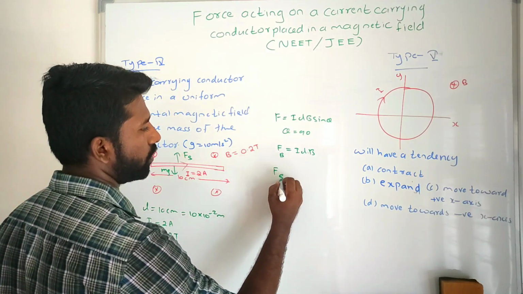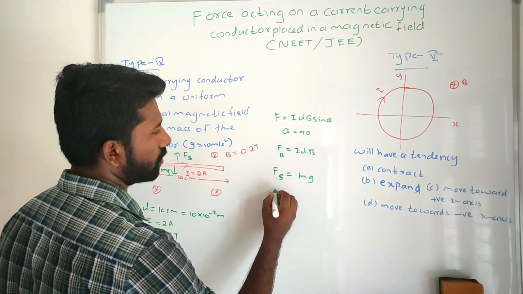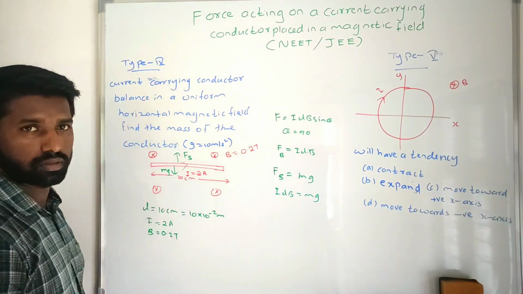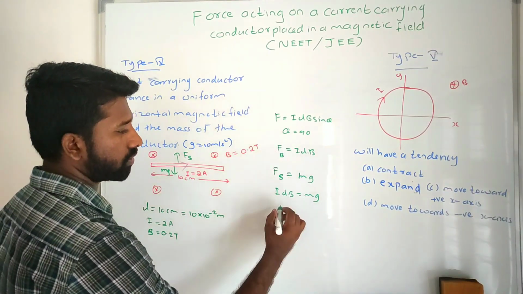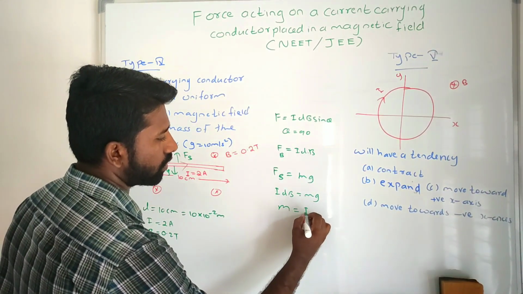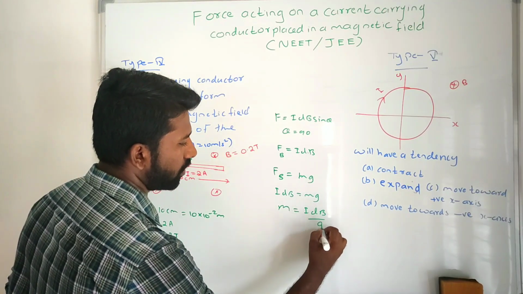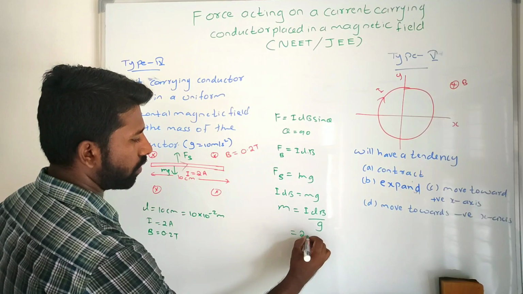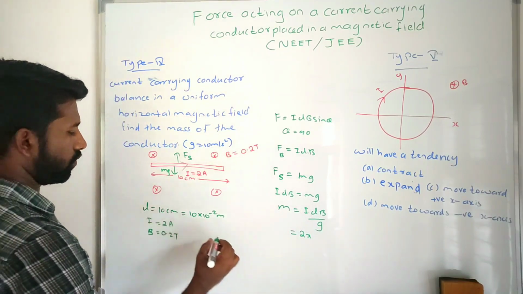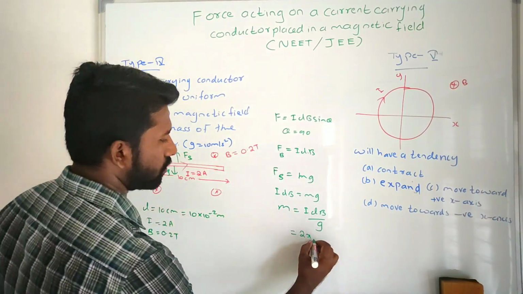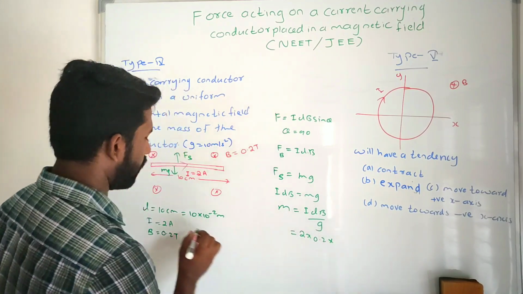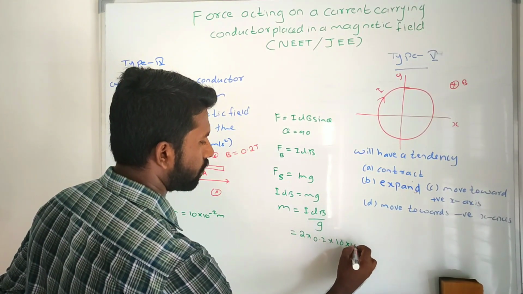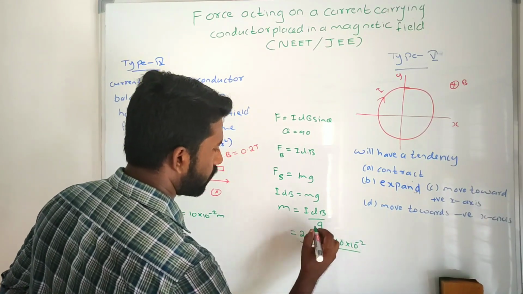Okay. So if it is balanced, the downward gravitational force is equal to the upward magnetic force. So F_B is equal to mg, that is ILB is equal to mg. What do we need to find out? Mass. This m is the mass of the conductor. So m is equal to ILB divided by g. What is the I value? I value is 2 ampere. And what is the B value? B value is 0.2 Tesla and the L value is 10 into 10 power minus 2, divided by the g value.